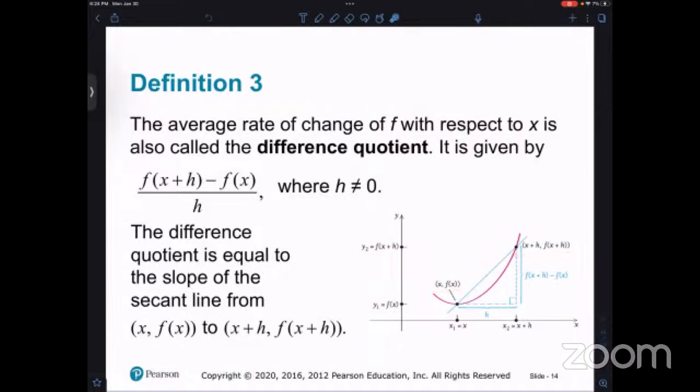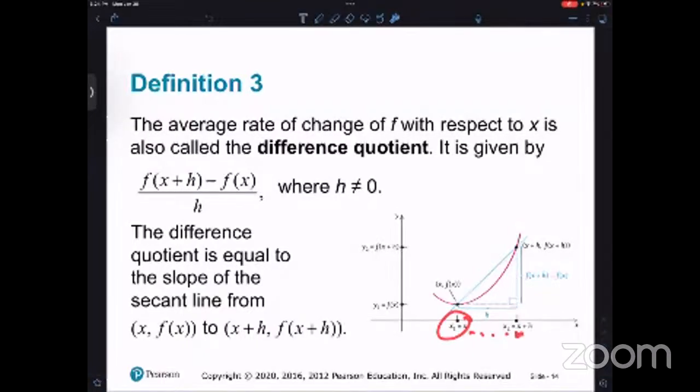Now we're going to take the limit as this change gets smaller and smaller, as this change goes to 0, right? We started with some x here, we add some change, and we get a second x. As that change gets smaller and smaller, this second point gets closer and closer to the first point. So this is where we put together the concept of limits with the difference quotient, right?